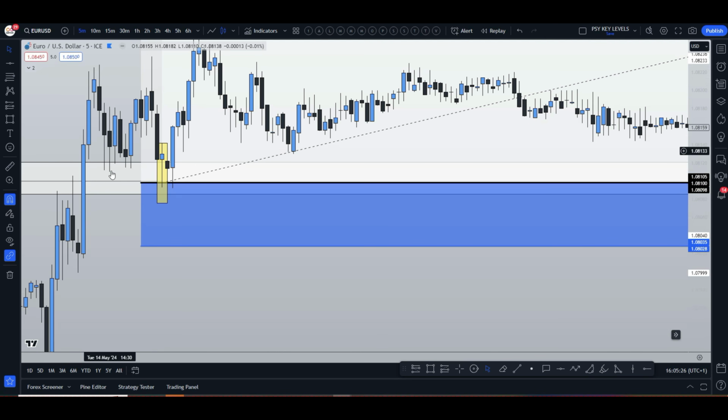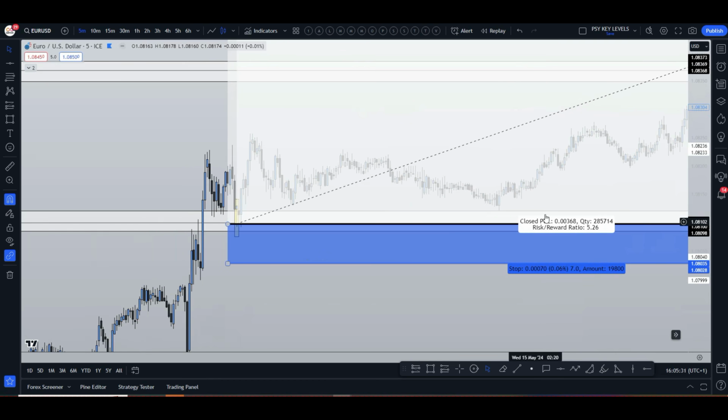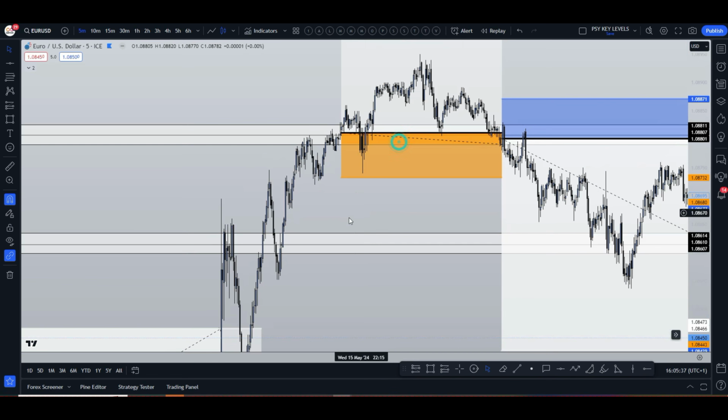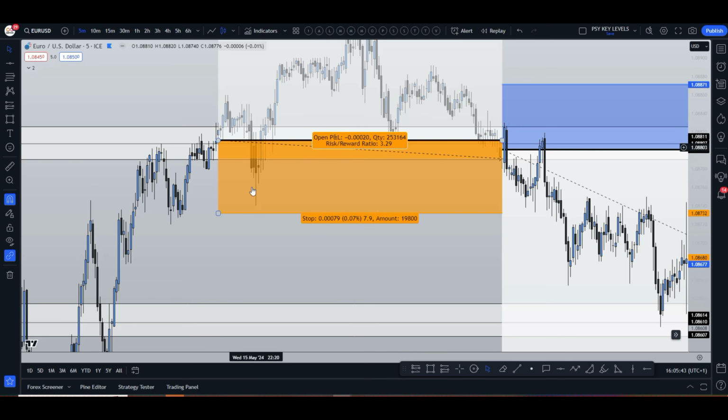We got the breakout. Price is coming out to retest. We got this rejection candle. Boom, price heads up. Look how beautiful that is. Price heads up, and obviously we get our nice 1 to 5. Price keeps going here. If I just show you, price breaks through, comes back down.